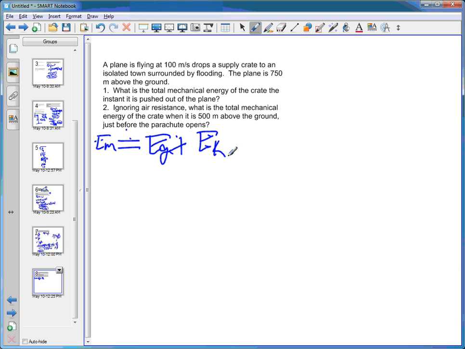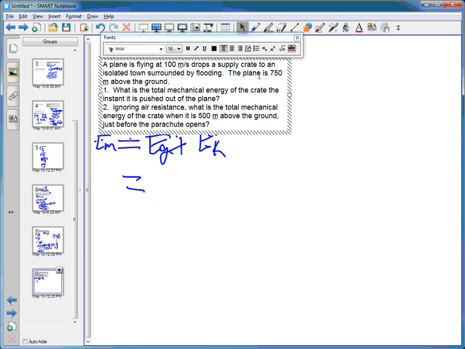Oh, this question is missing something. Sorry. You wouldn't actually be able to answer this question. The supply crate of mass, let's say 50 kilograms, and we'll do, let's do 53 kilograms, that way we know for sure how many significant figures there are. Okay, my apologies, that question didn't have enough information.